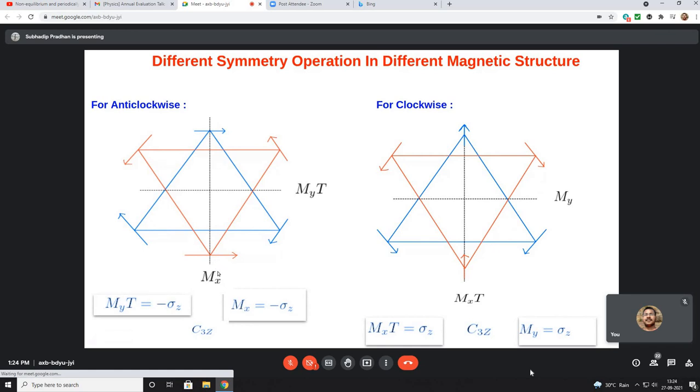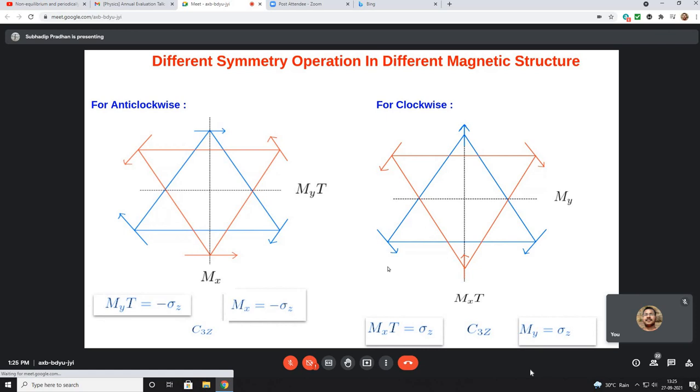There is also C3Z rotation symmetry because this is a 120-degree structure. So how can we define this mirror symmetry in terms of Pauli matrices? From this structure to that structure, to take this spin moment, you can take the matrix MYT as the third component of the Pauli matrix, that is minus sigma z, and MX you can take as minus sigma z also, and C3Z is the identity matrix.